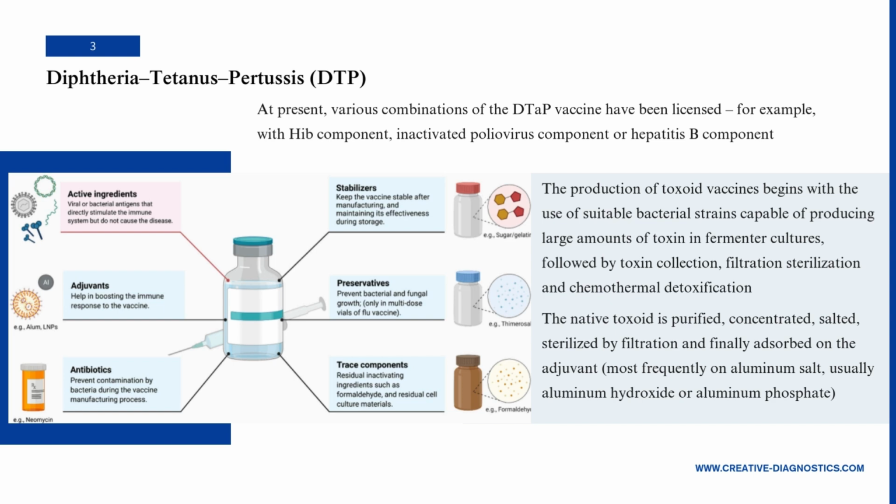The native toxoid is purified, concentrated, salted, sterilized by filtration, and finally adsorbed on the adjuvant, most frequently on aluminum salt, usually aluminum hydroxide or aluminum phosphate. At present, various combinations of the DTaP vaccine have been licensed, for example, with HIB component, inactivated poliovirus component, or hepatitis B component.